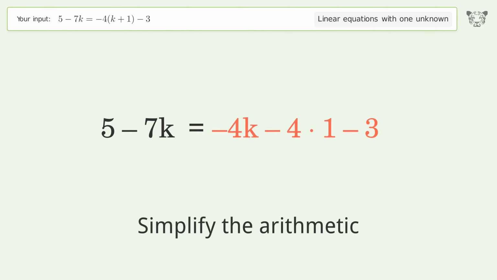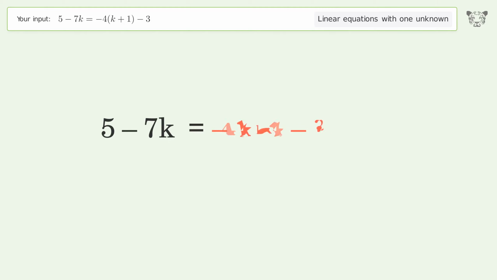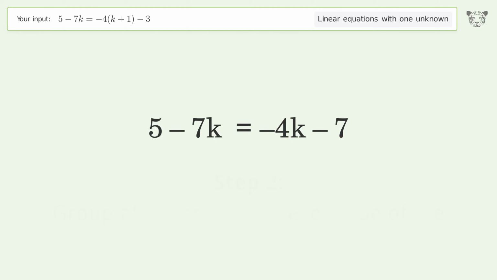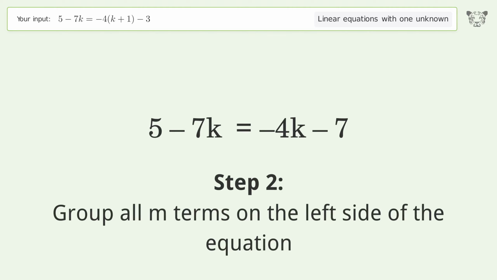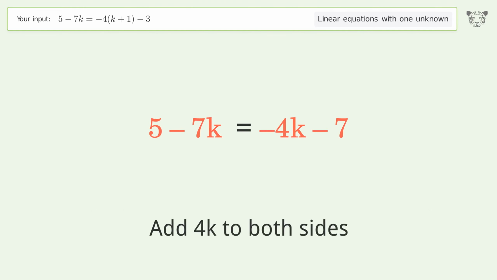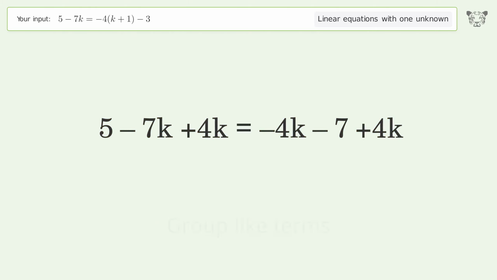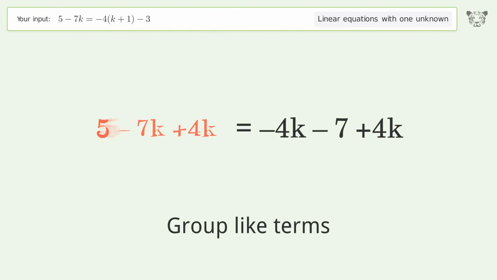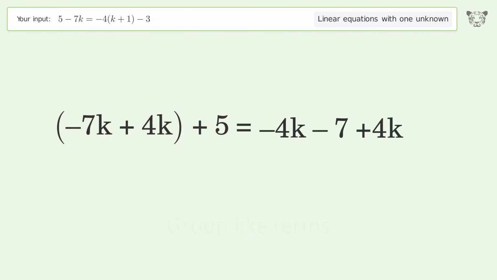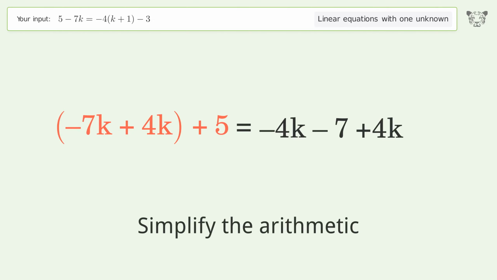Simplify the arithmetic. Group all m terms on the left side of the equation. Add 4k to both sides. Group like terms. Simplify the arithmetic.